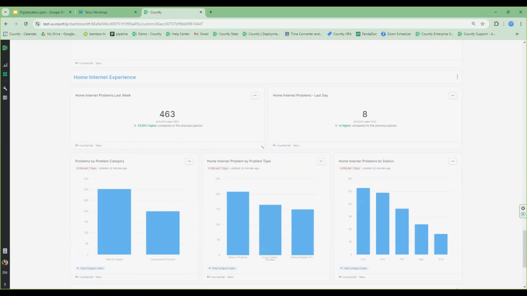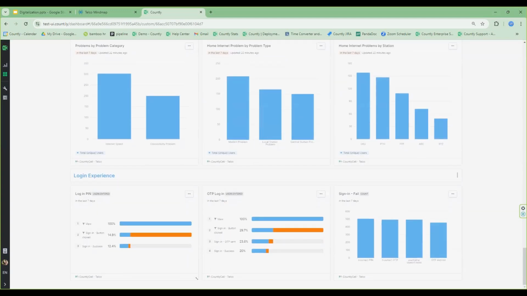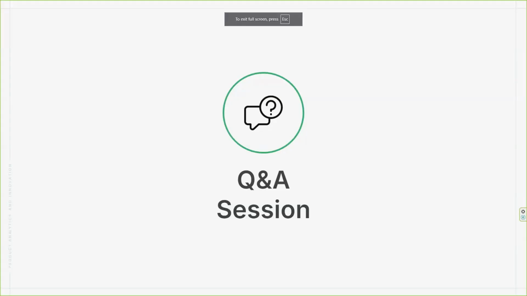This could be applied again for home internet experience, for example. Who is having problems? What are the problems like? Is it slow internet or a connectivity problem? Which stations are out? You can look at login experience and monitor if they're doing successful onboarding to the application and digital channels, seeing what the fail reasons are to maybe help them fix these parts. So this would be the journey that a telecom company might face going forward. I tried to give a revenue example, an experience example, and a transaction example.